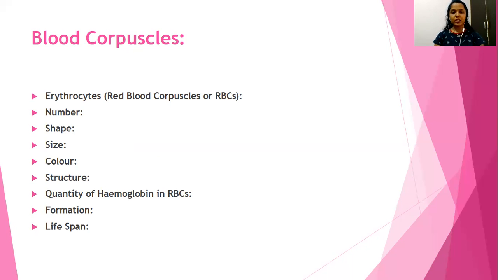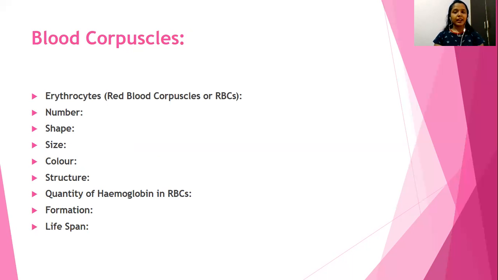So based on that, we can analyze the quantity of the hemoglobin in the RBC. And formation: the formation of the RBCs takes place in the bone marrow. We all have the bone marrow. Erythropoiesis is the process where RBC formation occurs.